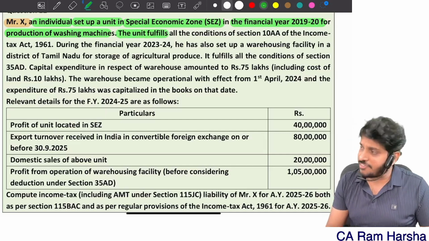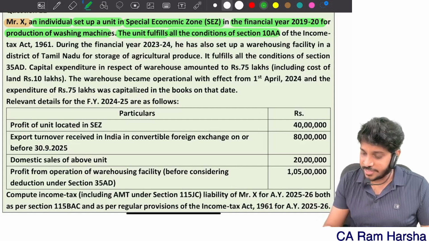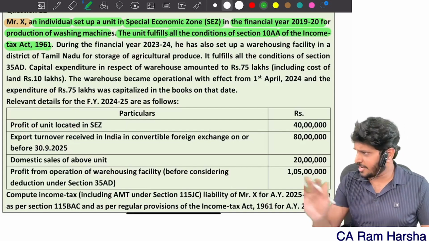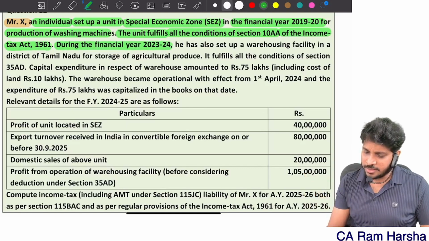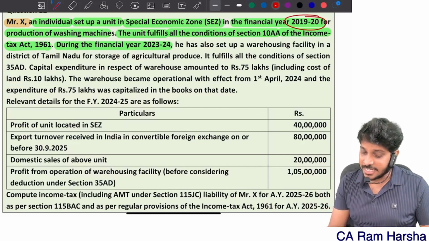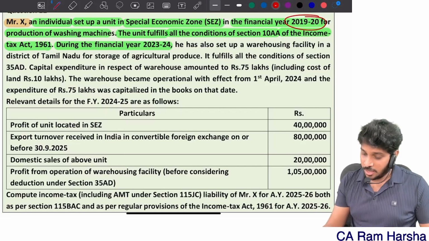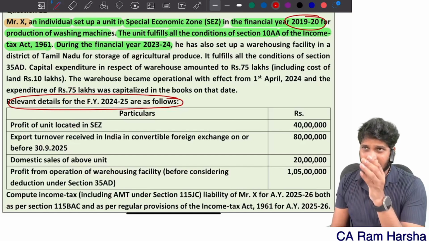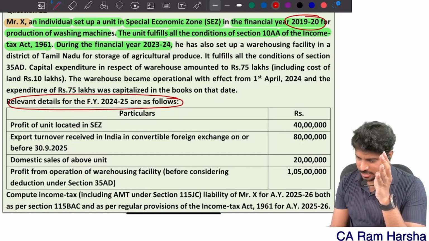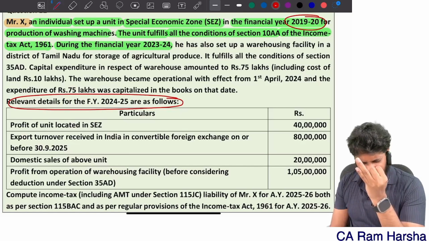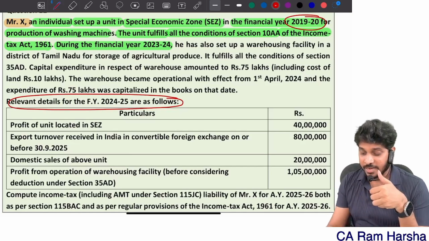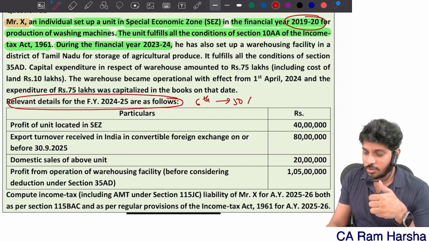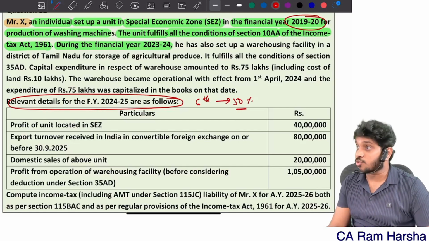The unit fulfills all conditions of 10AA. Very good. He started operations in 19-20, and we are doing the problem for 24-25. Correct? 20-21, 21-22, 22-23, 23-24, we are in the 6th year. He can claim only 50% deduction of the export profit. Remember that.